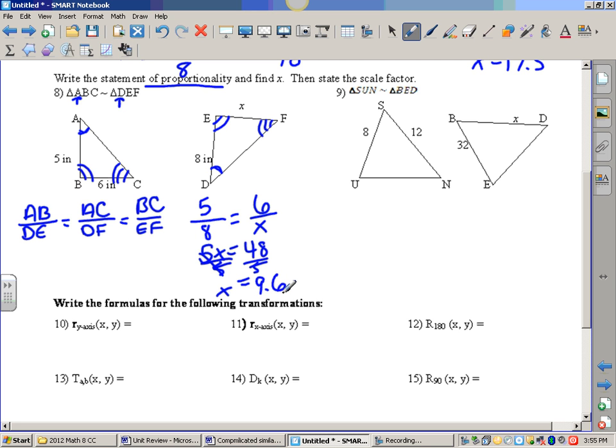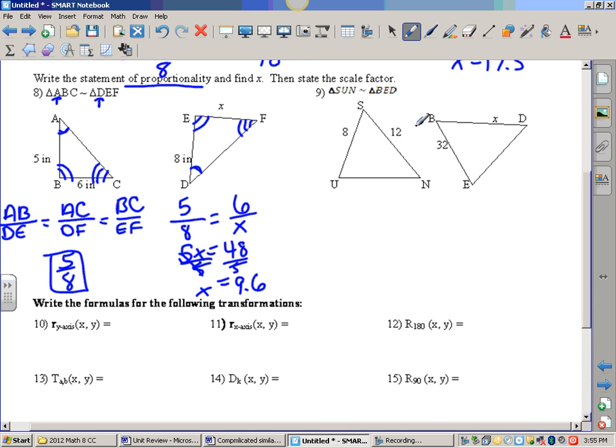Well, what's my scale factor? It's all connected. Your scale factor is right here, the 5/8. When you plug in 9.6, you've got to get your answer to simplify down, and everything will always simplify down to your 5/8. You'll get the exact same proportion.